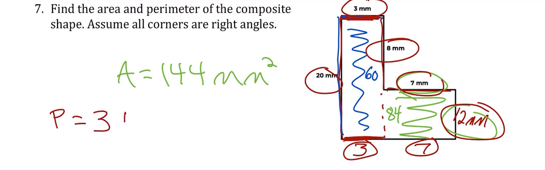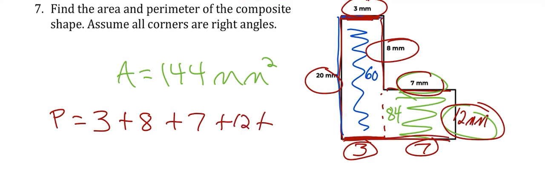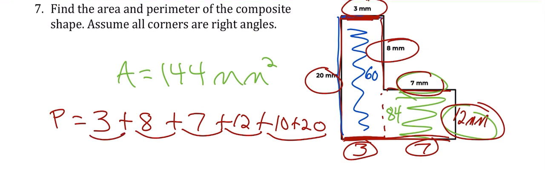I'm going to start up here at the 3. So we're going to have 3 plus 8 plus 7 plus 12. Plus, I'm going to add these two together and say plus 10 plus 20. All right, now we're going to add them all together. 30, 42, 49, 57 plus 3 gives us 60. And because it's perimeter, it's just millimeters, not square millimeters.